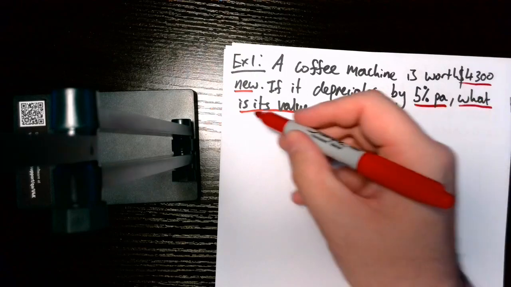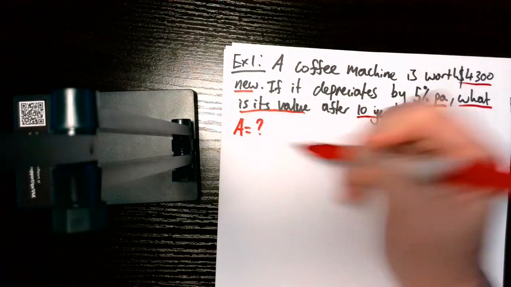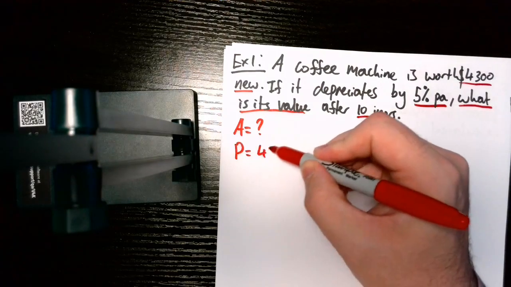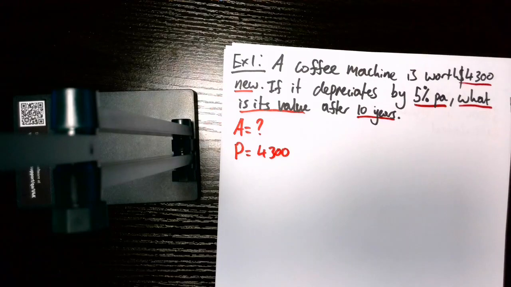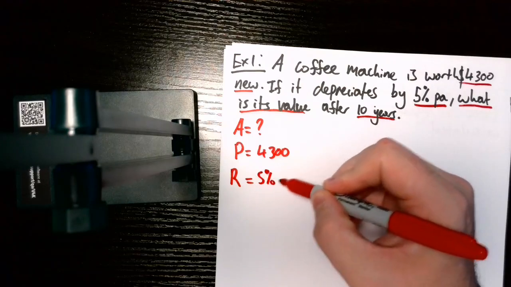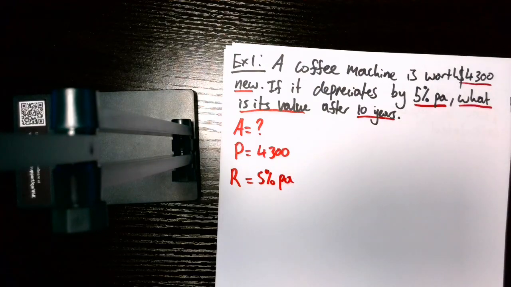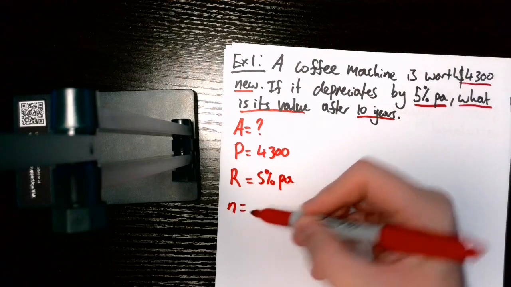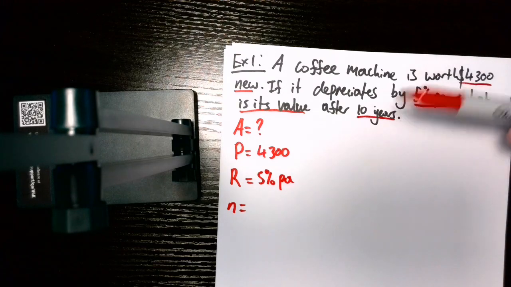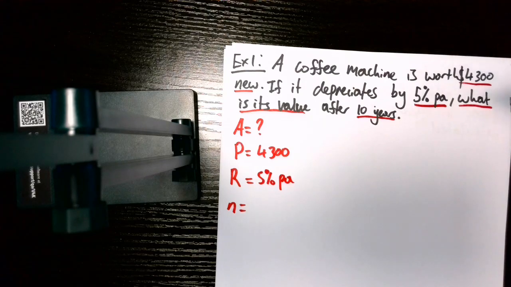Our final value, A, we don't know. Its principal, its starting amount, we do know. It's $4,300. Its depreciation rate, R, we do know. It's equal to 5% per annum. Now, the number of time periods that we have, well, it's in there: 10 years. And with these sorts of questions, you are likely only ever to be asked when it depreciates annually. So not depreciation monthly or depreciation weekly. You'll only be asked depreciation annually.